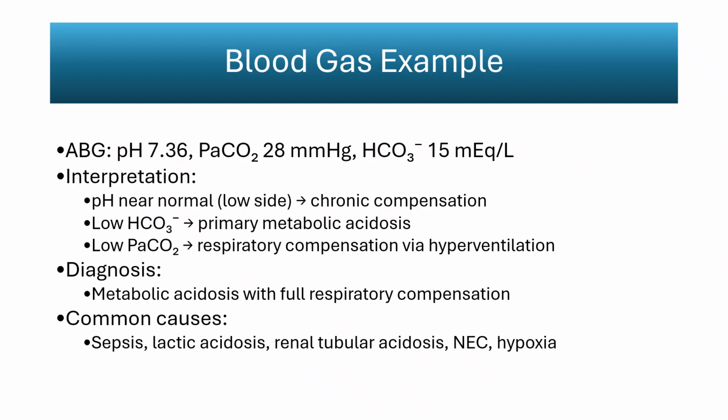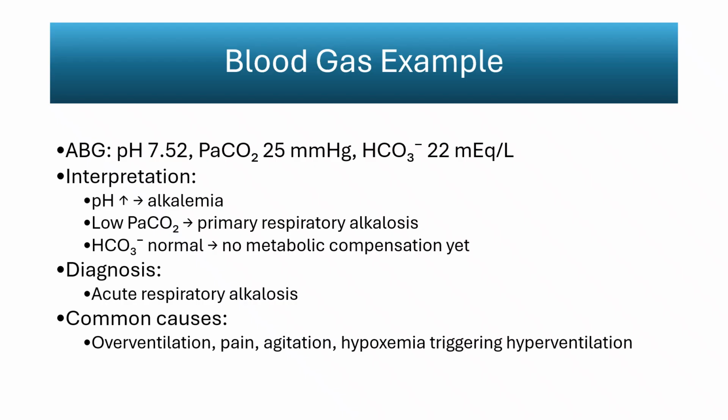A normal pH in this context does not indicate recovery. Compensation only masks the degree of the underlying metabolic problem. Continued acid generation or bicarbonate loss will eventually exceed the ability of the lungs to compensate. Evaluation should focus on identifying and correcting the cause, such as improving perfusion, treating infection, or replacing fluid and electrolytes.